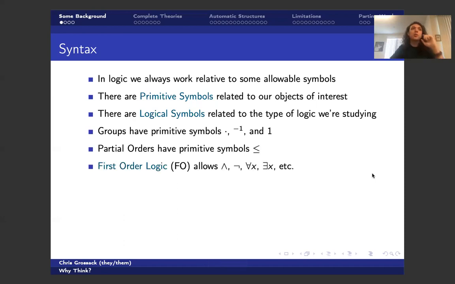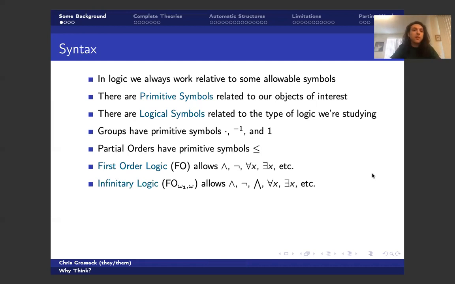First order logic, which is the one we're most familiar with, has all of your common symbols. So you have and, you have not, you have quantifiers for all and exists, and you have other things you can get with these. So you can get or, you can get implies, you can get bi-implication, etc. But there's other logics that people study.